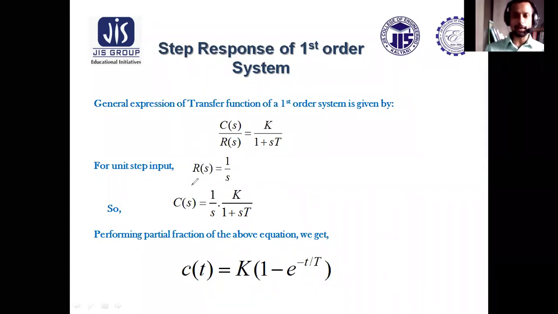For step input, as we know, R(S) equals to 1 by S. So substituting the value of R(S) in this equation, we will get C(S) equals to 1 by S into K by 1 plus ST. Now by performing partial fraction, we'll get C(T) equals to this. This is a simple partial fraction involved here.